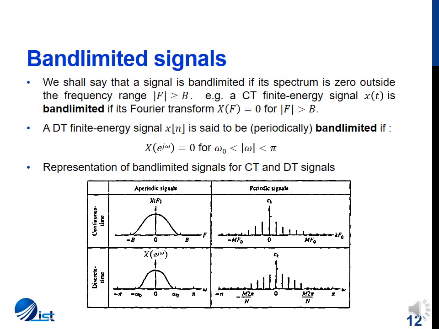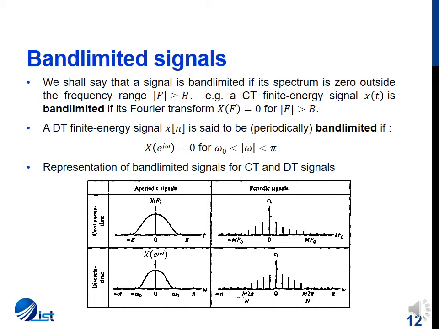We have discussed band limited signals once in our course. So what is a band limited signal? A band limited signal is one whose spectrum is 0 outside a certain frequency range. For example, if a signal is band limited to B Hertz, then the spectrum will be 0 beyond B Hertz of frequency. Now you'll see that I have been using omega and F interchangeably because both of them represent frequency, and the relationship between omega and F is omega equals 2 pi F.